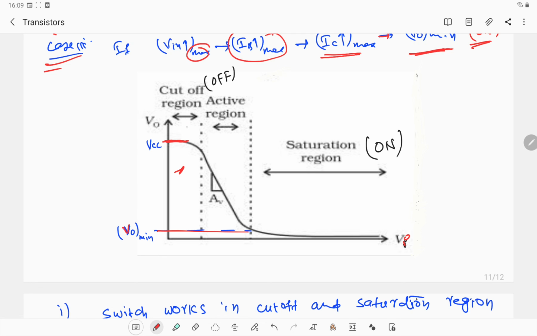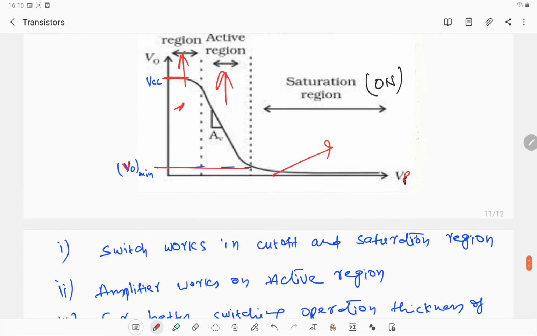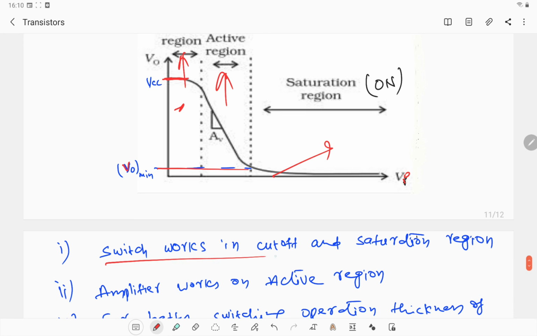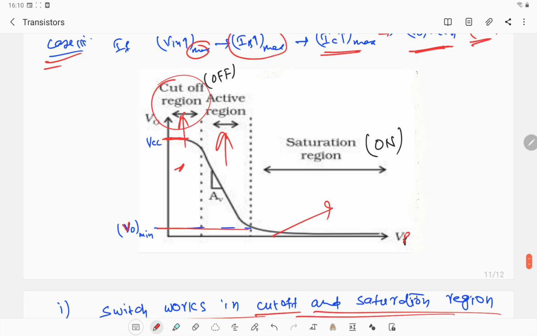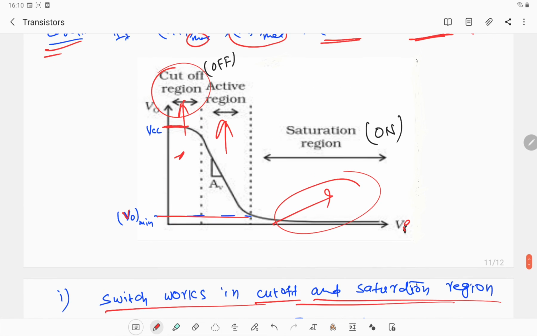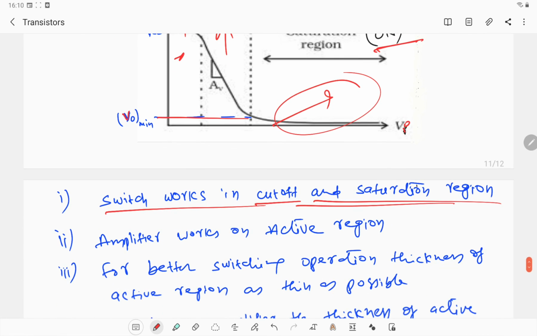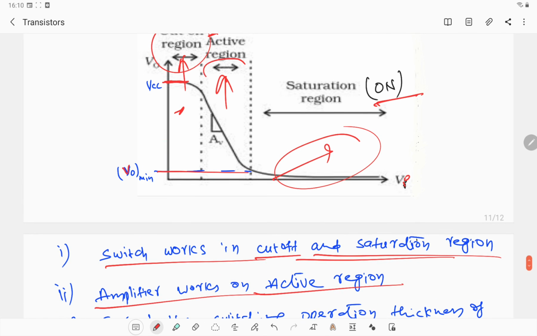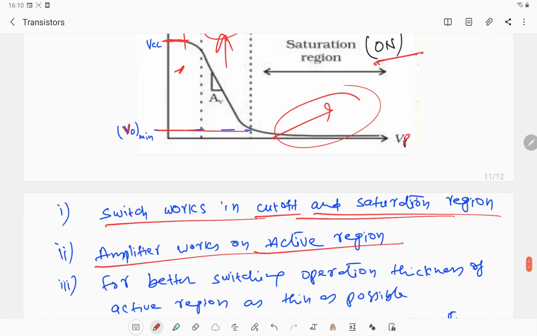This region is known as the cutoff region, this region is the active region, and this region is the saturation region. See here, the switch works in cutoff and saturation regions. In the cutoff region, it is the off state. In the saturation region, it is the on state. The amplifier works in the active region.